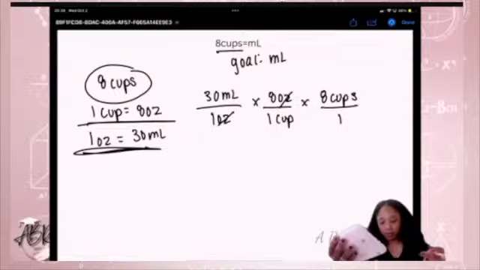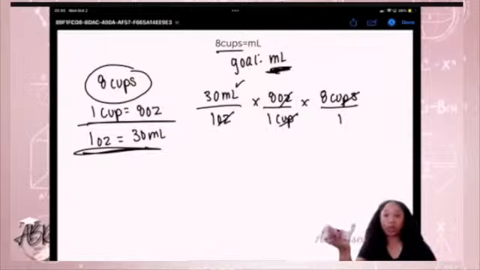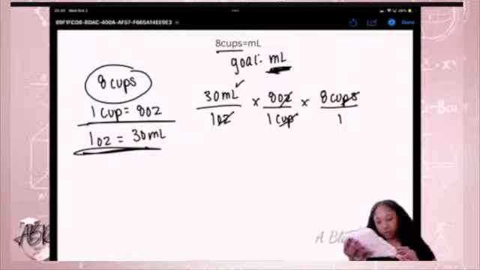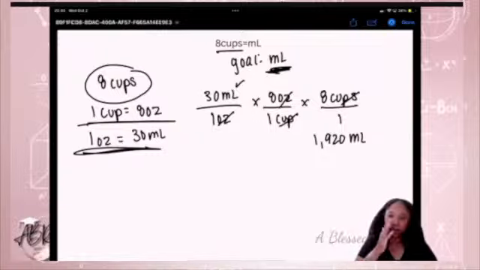Alrighty, so here we go. Everything is crossed out except for milliliters. You see that? So that is what we're doing. We are going step by step, crossing out all of our units except for what the question is asking you to find. We're going to do that with all the problems. So we'll do 30 times 8 times 8, which is going to be 1,920 milliliters.